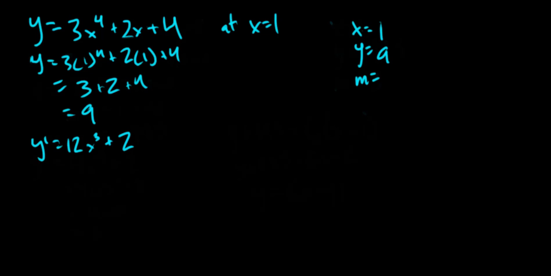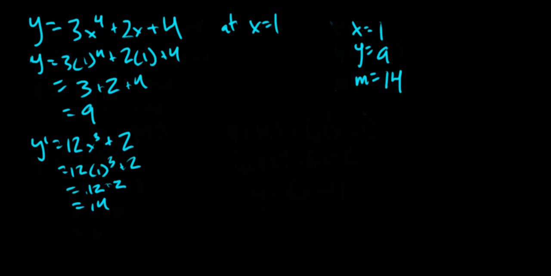So this is our derivative, but we need to still evaluate it at x equals 1. So let's do that. y prime is equal to 12 times 1 cubed plus 2. That's just 12 plus 2, which is equal to 14. So we have our m. We answered our questions, and you might be asking yourself, well, we found x, y, and m, and we still don't have an equation of a tangent line.